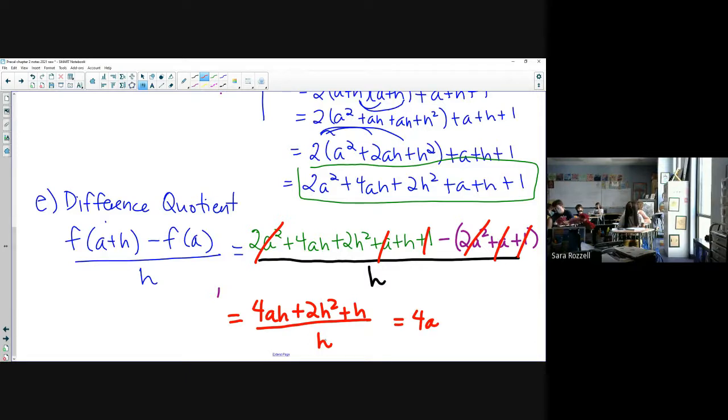2h squared by h, 2h. h divided by h, what's 4 divided by 4? So what's h divided by h? And that is your formula.